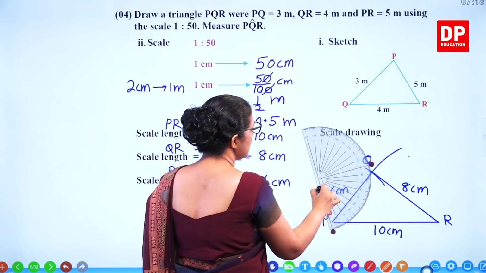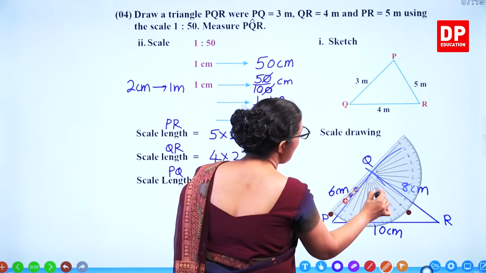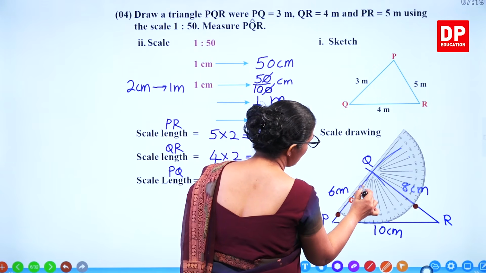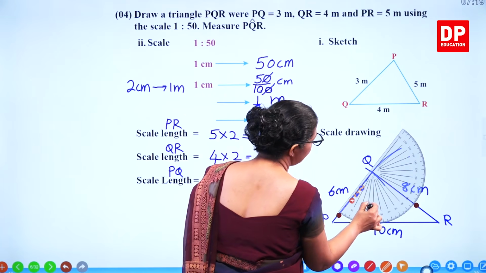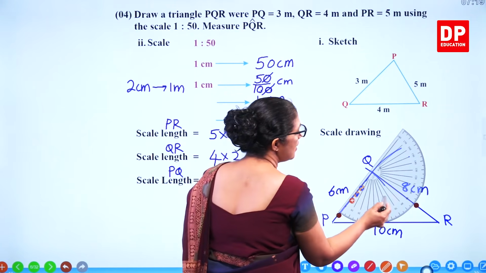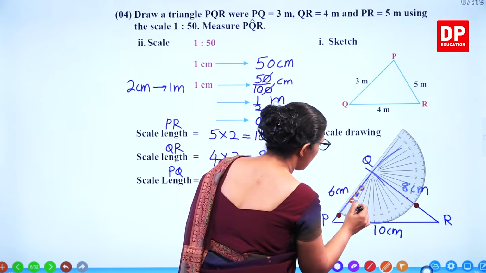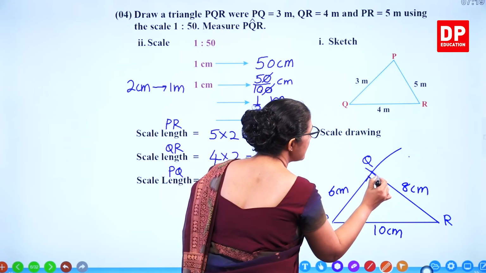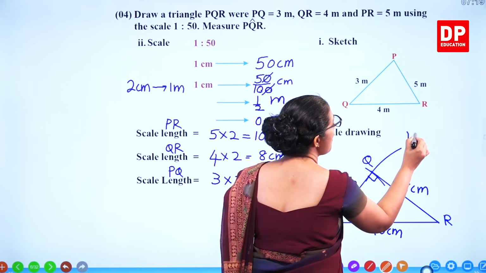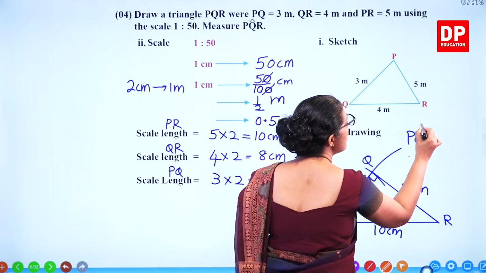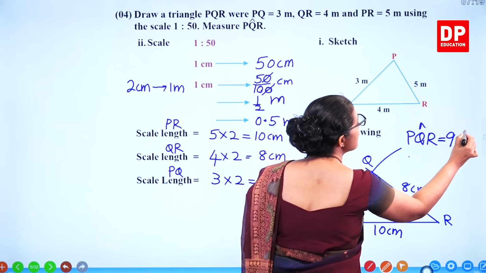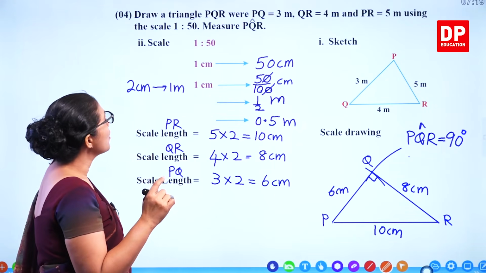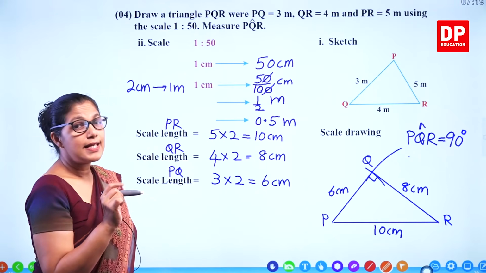So we'll take the protractor and measure this angle. So what do you get here? 90 degrees. So the angle PQR is 90 degrees. So this is a right angled triangle because one angle is 90 degrees.